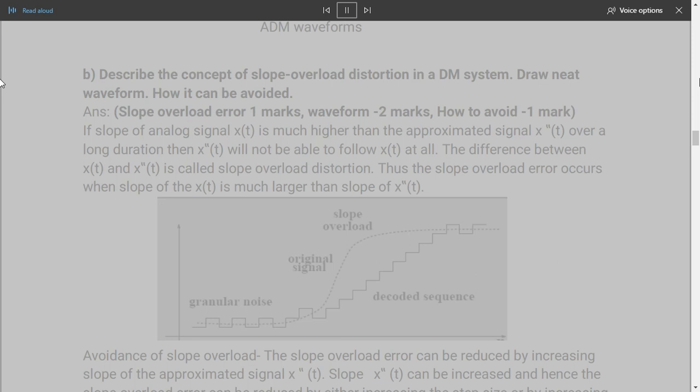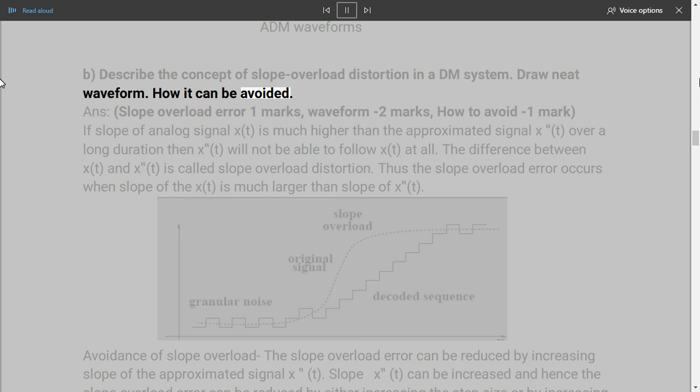B. Describe the concept of slope overload distortion in a DM system. Draw neat waveform. How can it be avoided? Answer: slope overload error, 1 mark; waveform, 2 marks.